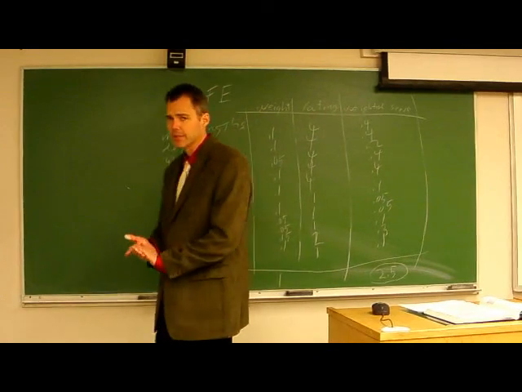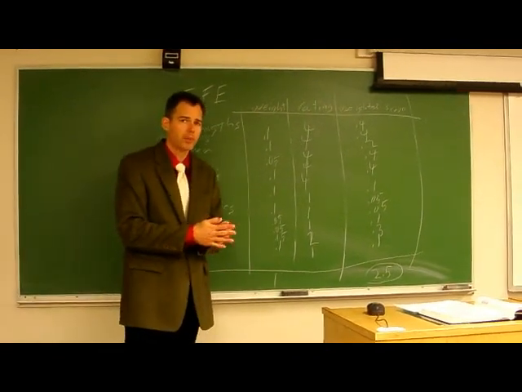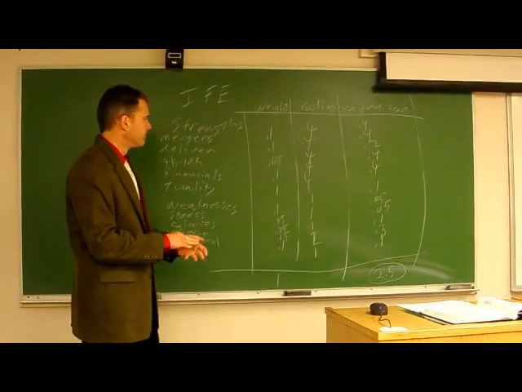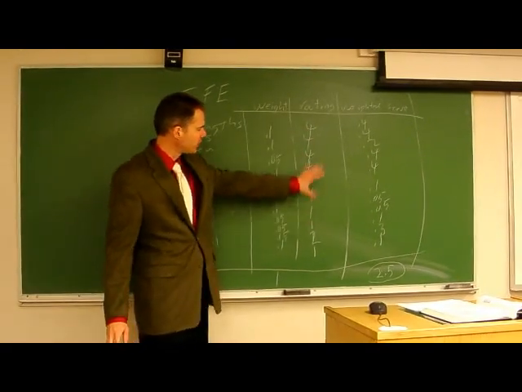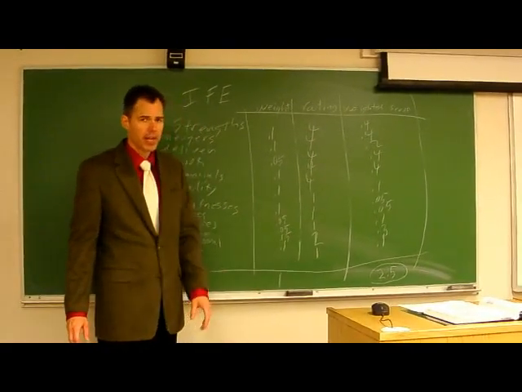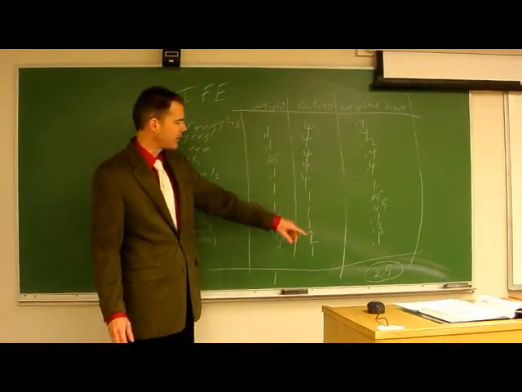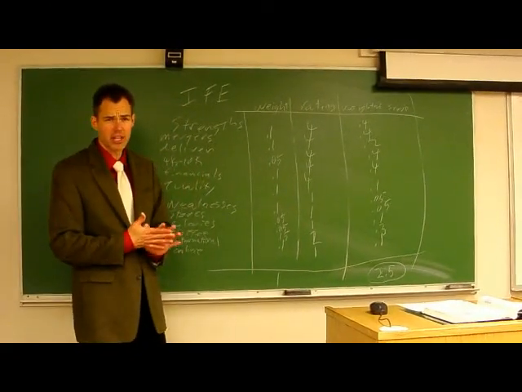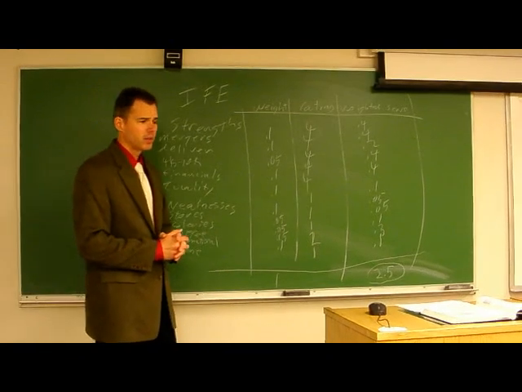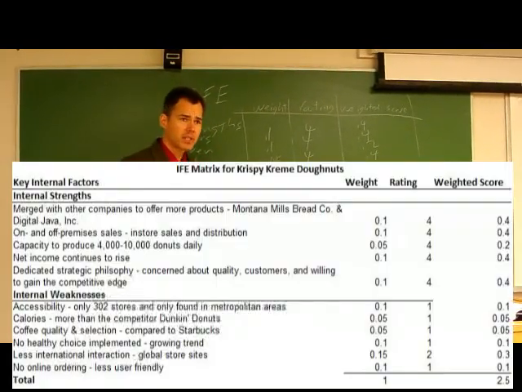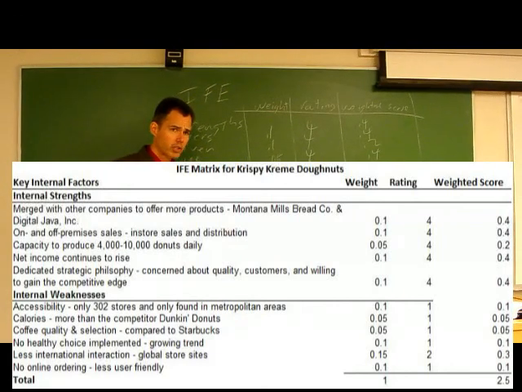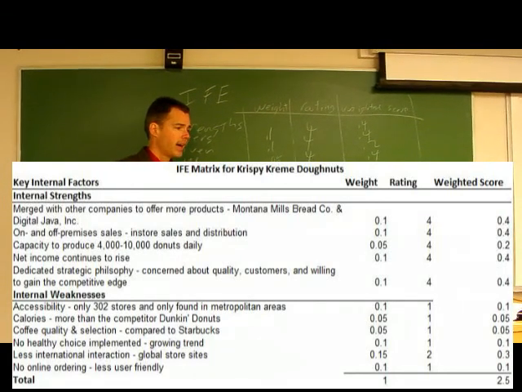Now, a few comments before we wrap up Chapter 4. I purposefully did these a little bit extreme with the high numbers here and the low numbers here. If you scored these differently, I would venture to say, as I mentioned a few minutes ago, you're still going to get that 2.5. Krispy Kreme is struggling right now. Any business that's struggling is probably going to score 2.5 or below.